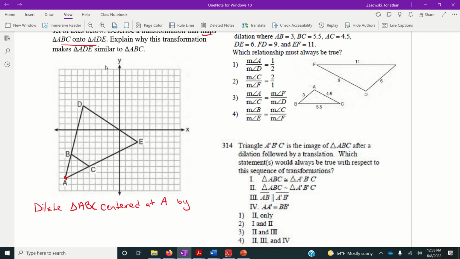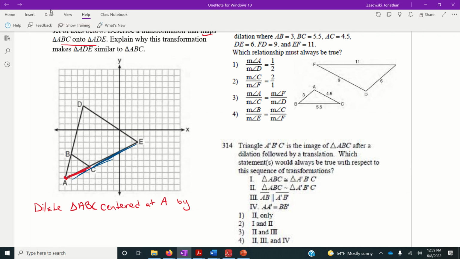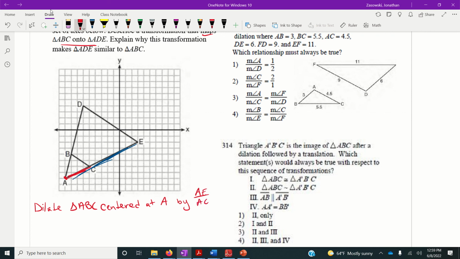And then what are we multiplying it by? What are we going to multiply this by? Now remember, we want to get bigger, and all I have to do is just pick 2 corresponding sides. So I have AC in the small triangle ABC, and that corresponds with AE in the larger triangle. So we can say that we're dilating it by a factor of AE over AC. And instead of this, you could have also done DE over BC, or you could have done AD over AB.